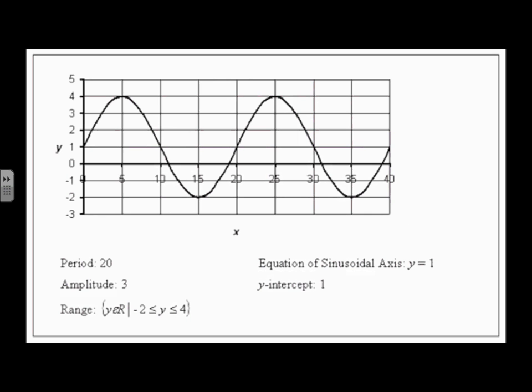So let's recap what we've learned about this sinusoidal function. It has a period of 20. The equation of the sinusoidal axis is y equals 1. The amplitude is 3. The y-intercept is 1. And the range, our y values are all real numbers, where those y values are between and equal to -2 and 4.